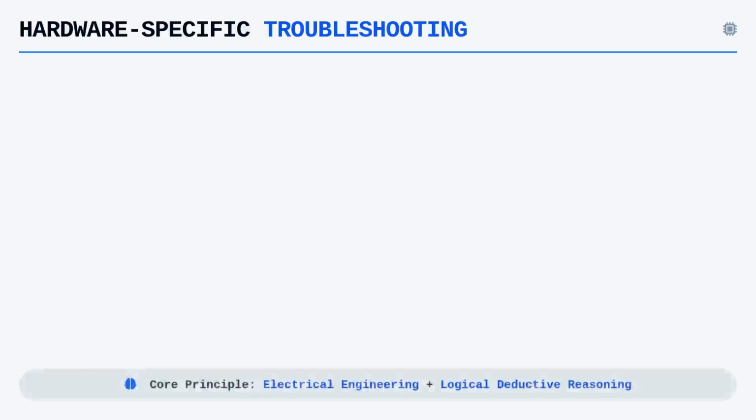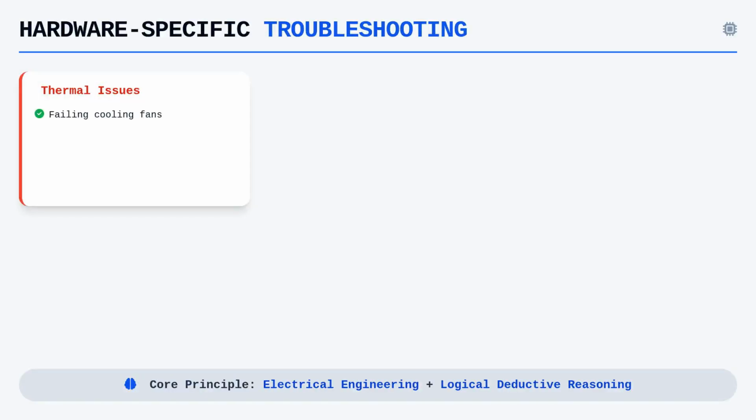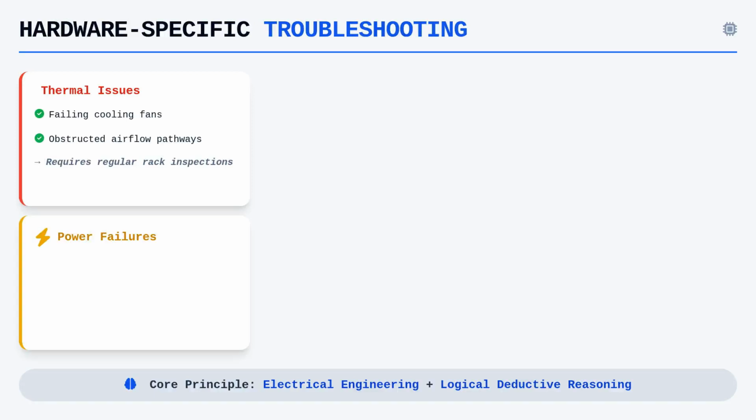Hardware-specific troubleshooting represents the intersection of electrical engineering principles and logical deductive reasoning. Thermal management issues often stem from failing cooling fans or obstructed airflow pathways, which underscores the need for regular physical inspections within the rack enclosure. Power-related issues, such as intermittent reboots or complete failure to POST, frequently point toward deteriorating capacitors or improper load balancing across redundant power modules.